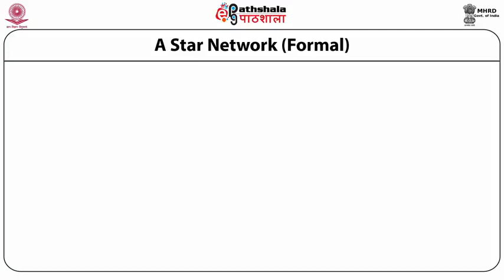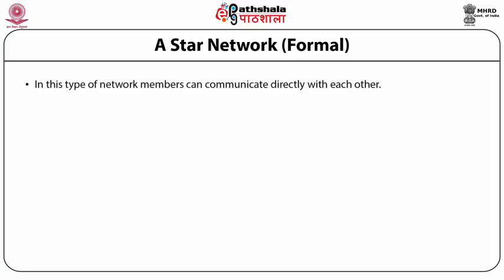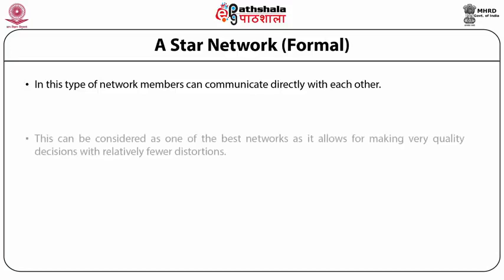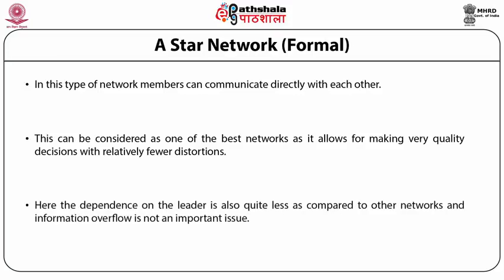Now comes the star network. This is also a formal network. In this type of network, members can communicate directly with each other. This can be considered as one of the best networks as it allows for making very quality decisions with relatively fewer distortions. Now here, the dependence on the leader is also quite less as compared to other networks and information overflow is not an important issue.